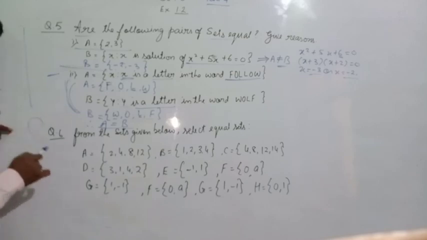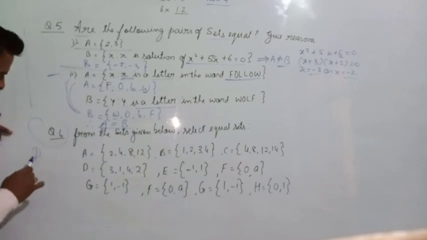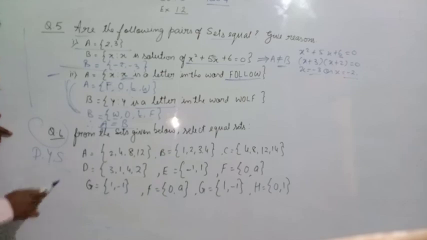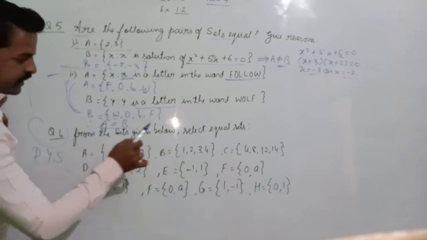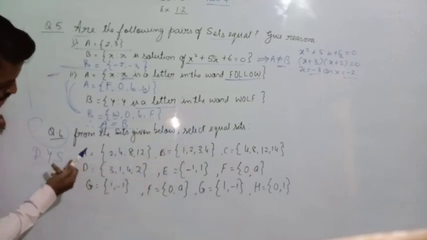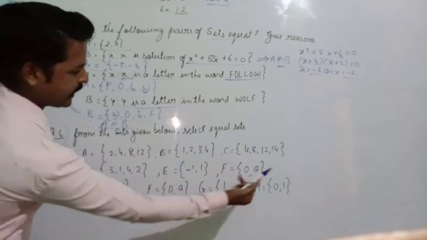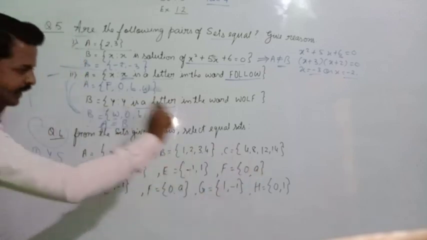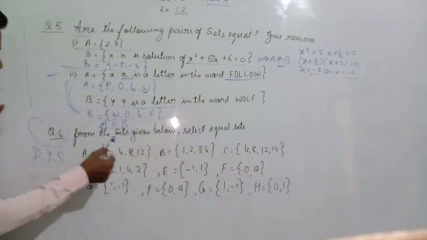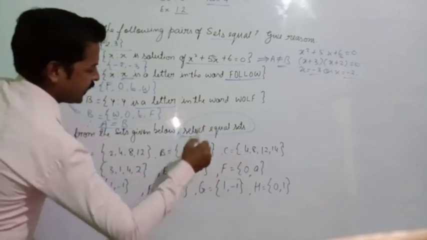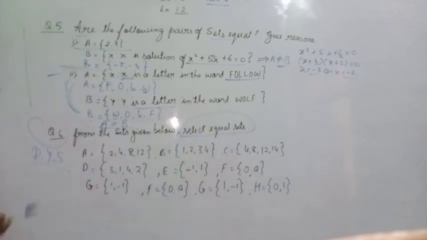Now this question you have to solve by the DIY method, that is do it yourself method. I'll just explain how to solve it. From the sets given below, these are 1, 2, 3, 4, 5, 6, 7, 8, 9, 10 sets given. Out of 10 sets, you have to select equal sets. You have to find out which sets are equal to each other. This is a simple type of question. I hope you can solve it by yourself.